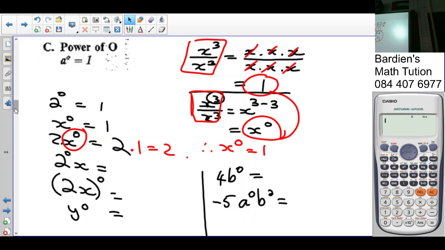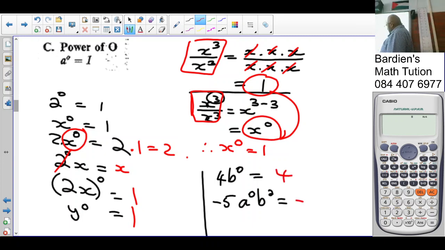Okay, so the first one is x to the 0. So that is 1. That's all. The next one? 4. How did you get 4? Yeah, the O is a 0, not an O. What would this one be? 1. This one? 1. Next? 4. Next? Negative 5.